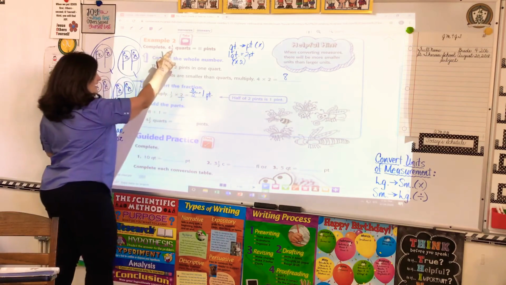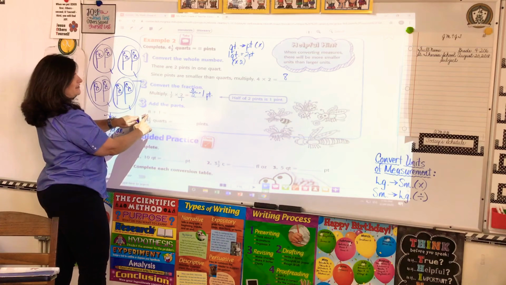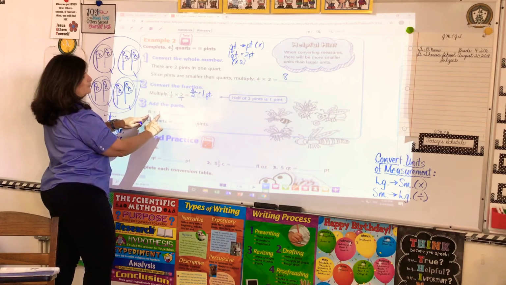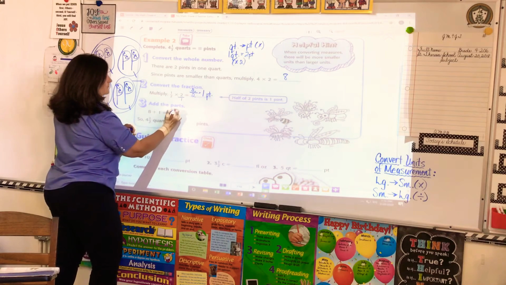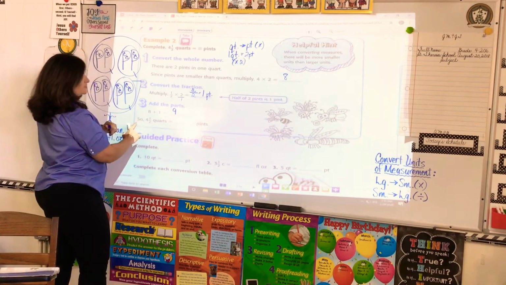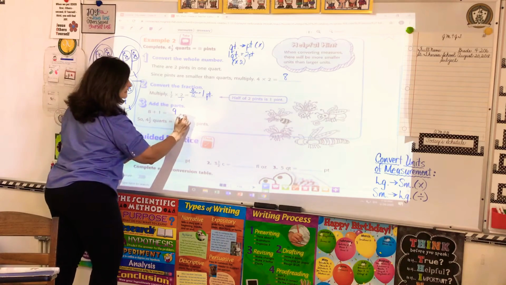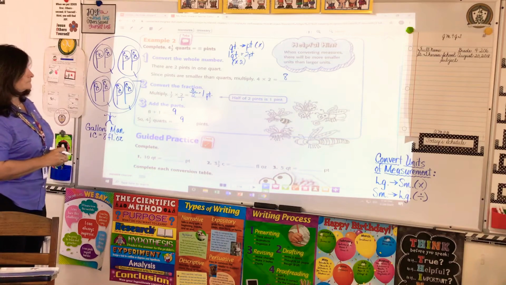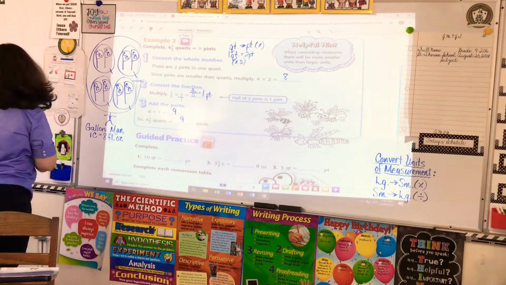So we have the 8 pints already. We're going to add the half quart, which is 1 pint. So then we have 9. So 4.5 quarts equals 9 pints. Okay, I'm going to go down to the guided practice now.